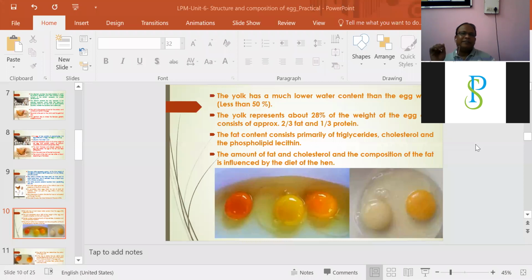The fat content consists primarily of triglyceride, cholesterol, and the phospholipid lecithin. The amount of fat and cholesterol and the composition of fat present in the yolk is influenced by the diet given to the hen.